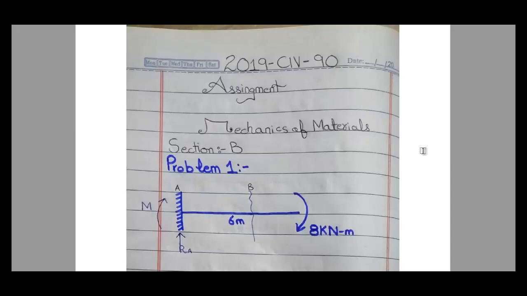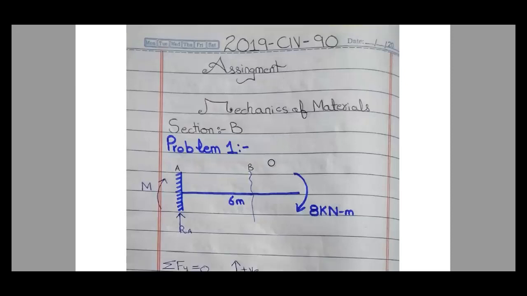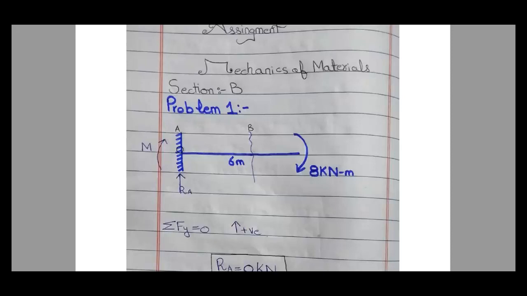Bismillahirrahmanirrahim. Dear students, let's discuss the solution of B section's assignment, and for that purpose I have selected this assignment. Problem number 1 has a cantilever beam and a point moment is acting at the free end. The magnitude of the moment is 8 kilonewton meter. It's a simple problem. We will have to consider only one portion in one section.